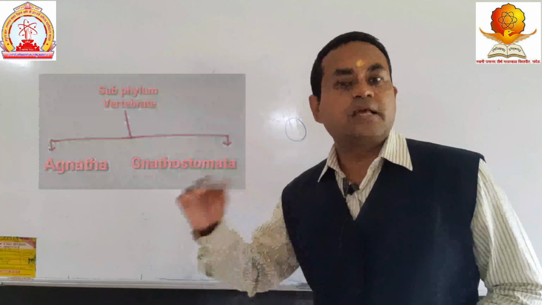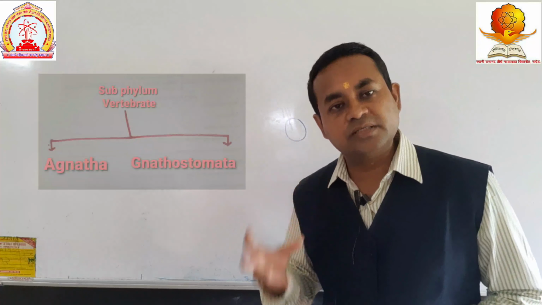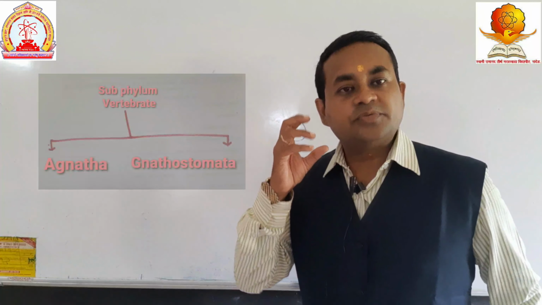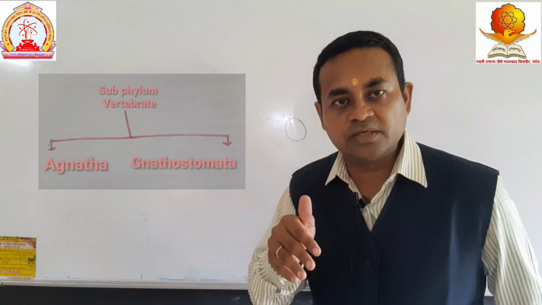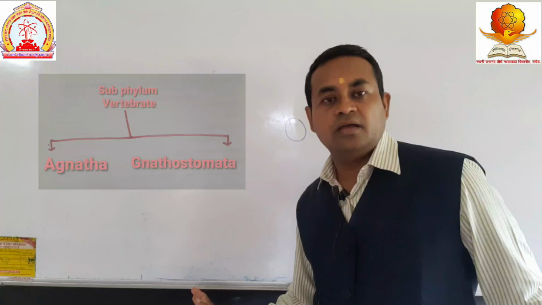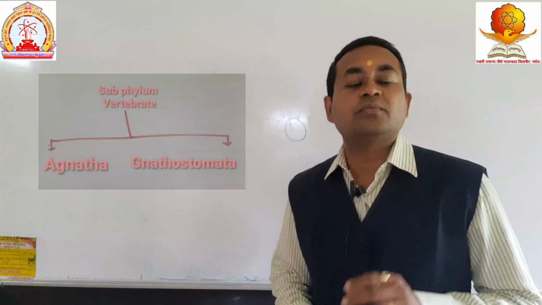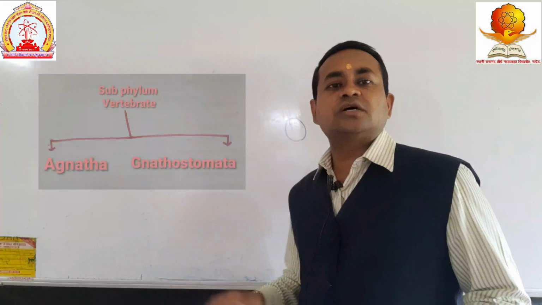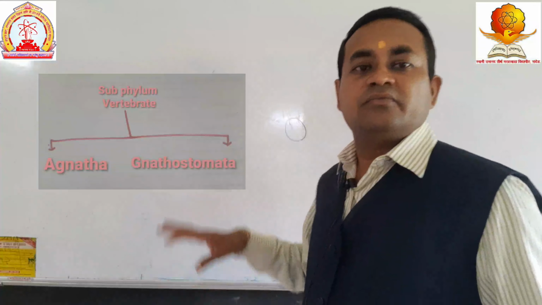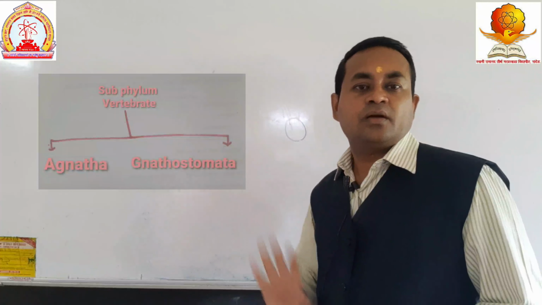The Gnathostomata and Agnatha: those animals that lack jaws, we call Agnatha, and those animals that have jaws, we call Gnathostomata. Agnatha means animals like Petromyzon, and some other animals are present in the Agnatha.